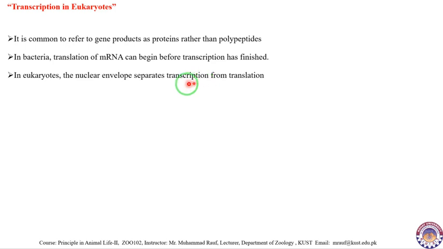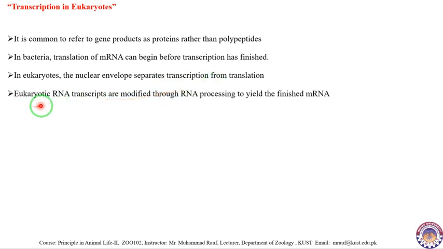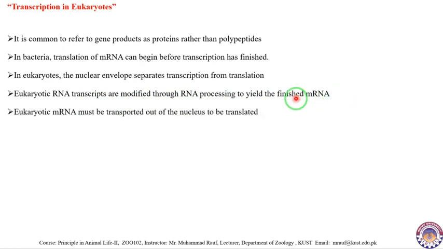In eukaryotes, the nuclear envelope separates transcription from translation. Eukaryote RNA transcripts are modified through RNA processing to yield the finished messenger RNA. Means after transcription, the messenger RNA is called primary transcript. It undergoes modification, the addition of the cap and poly-A tail, and the post-transcriptional modification in which the introns are removed. So after those modifications, the RNA becomes mature, and then it finds its way to the cytoplasm via nuclear pores.